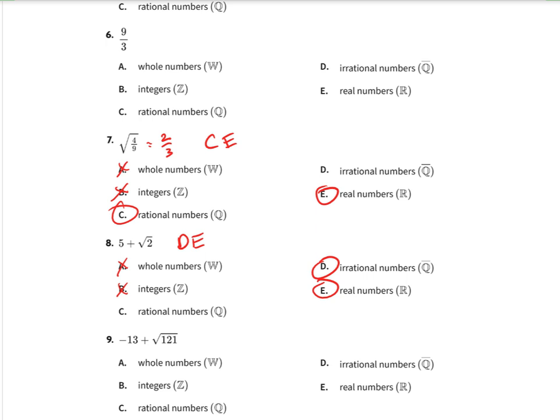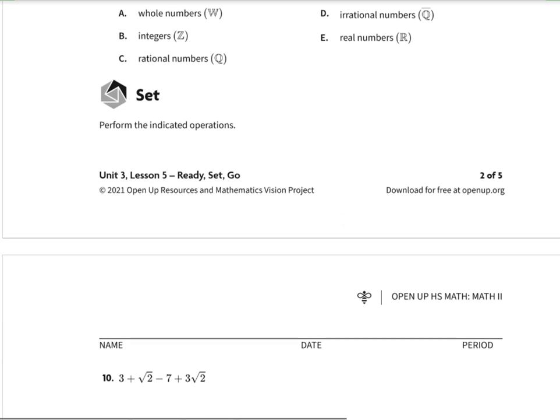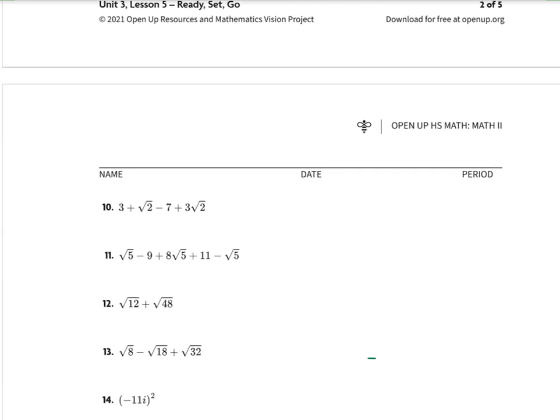For the set section, we're going to do a lot of combining like terms. So let's just dive into number 10 here to get started. All right, so here, as I mentioned, combine like terms. So we have 3 minus 7, 3 minus 7 minus 4. We get root 2 plus 3 root 2. 1 root 2 plus 3 root 2 is 4 root 2. And there's our answer. All right, so we're just combining like terms.